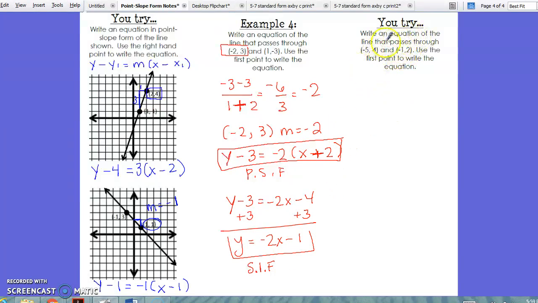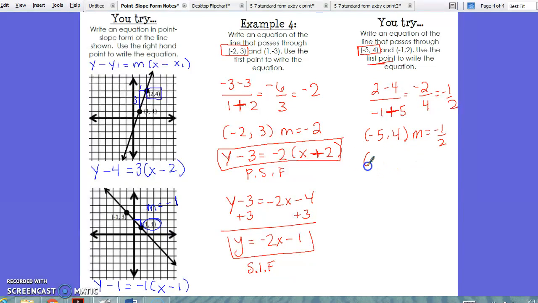We have, and it says use the first point. There it is. That'll be you. So now we take the slope 2 minus 4 over negative 1 minus negative 5. Turn these twins into Siamese, connect these bad boys. Negative 2 over 4 is equal to negative 1/2. And then we use this point. So negative 5, 4. M is equal to negative 1/2.